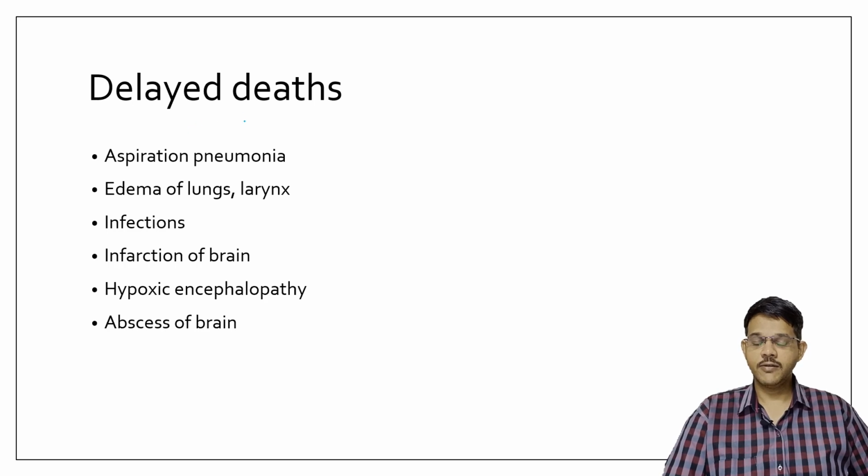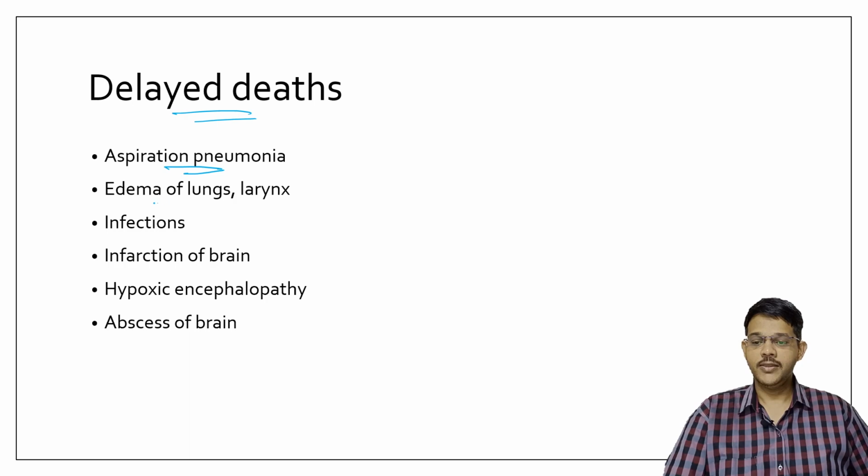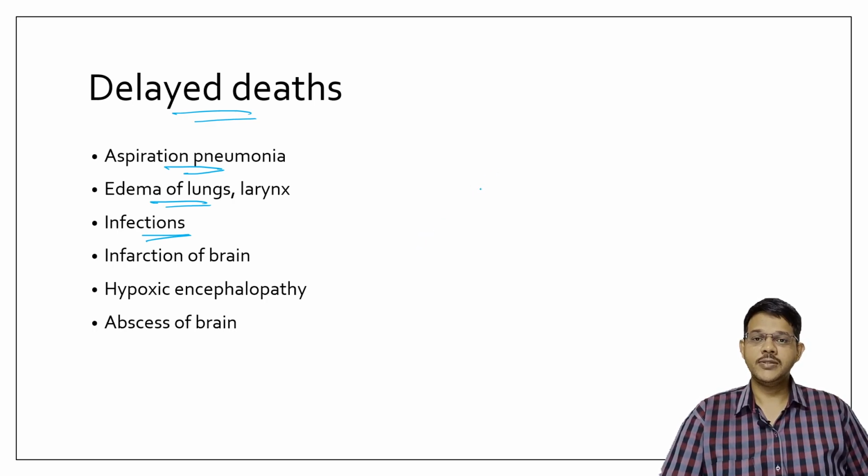Delayed deaths in case of hanging. Sometimes the person may survive, as the airway may not be completely occluded, and the person may die because of other reasons after surviving hanging. One is aspiration pneumonia, where the person may aspirate fluids which may come out. Vomitus may get aspirated and lead to aspiration pneumonia. There may be edema of the lungs or larynx. Infection may occur because of compression of the neck, and vomitus may enter the respiratory tract and lead to infection.